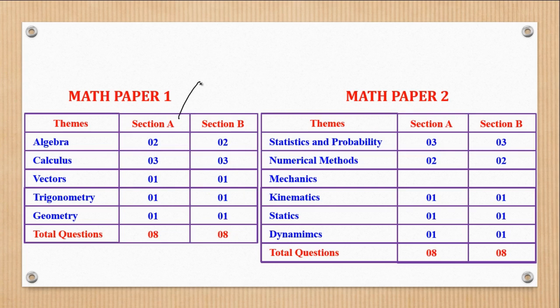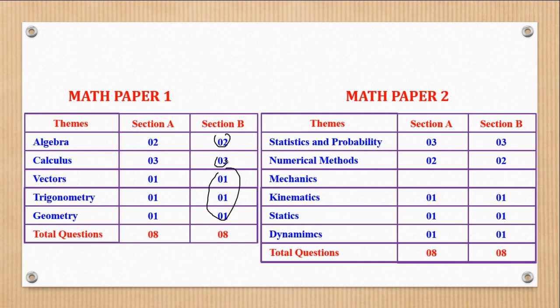Section A, all are compulsory. Section B, you attempt any 5. It is up to you to choose any 5 you want. You may choose to first do these 5 and ignore these others. It is okay. You may choose to do all these ones and ignore this one. It is okay. So it is up to you.